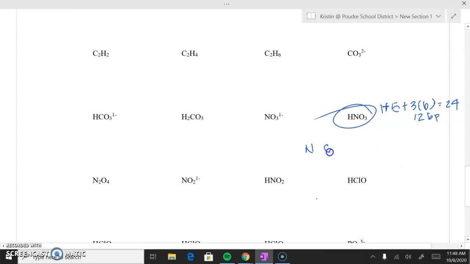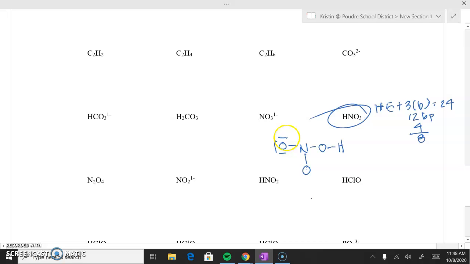I'm going to put my exterior oxygens on, and then I can put hydrogen on whichever oxygen I want to. I would not put the hydrogen on the nitrogen. It wants to be on an oxygen. So I've used 4 bonding pairs. I have 8 left. I'm going to add the lone pairs to the exterior atoms so that they have complete octets. So 1, oh gosh, that's not what I meant. 1, 2, 3, 4, 5, 6, 7, 8. That's all my bonding pairs.